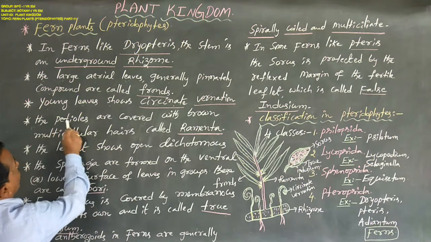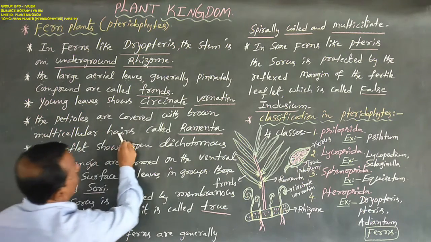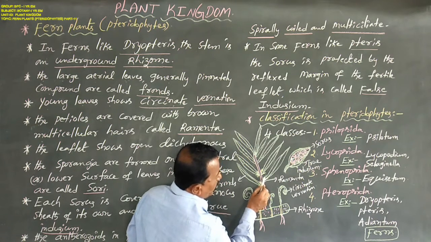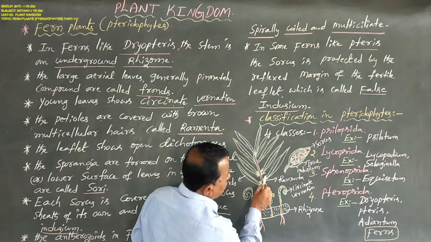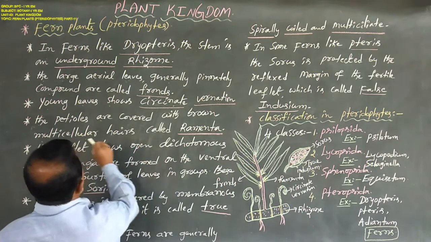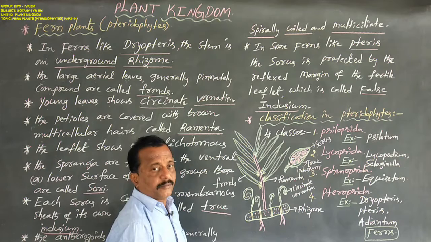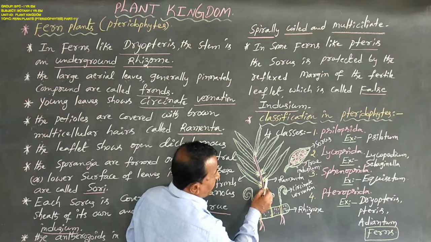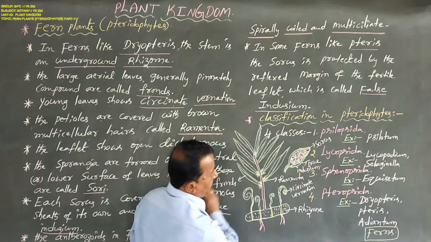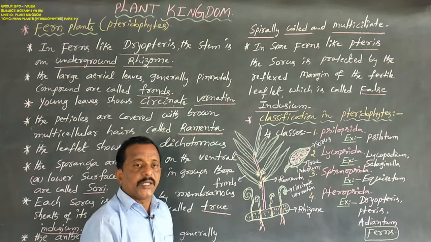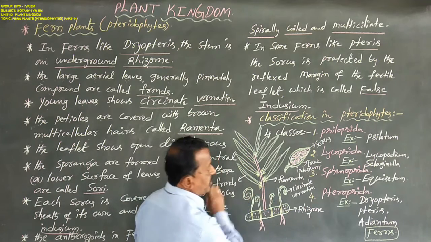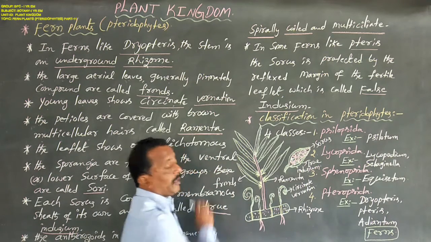Next, the petiole is covered with brown multicellular hairs, which are called ramenta. So this is a petiole. This petiole is always brown in color and is covered internally with multicellular hairs. It is covered by brown, multicellular hairs made of more than two cells, appearing as small hair-like structures, that is called ramenta.